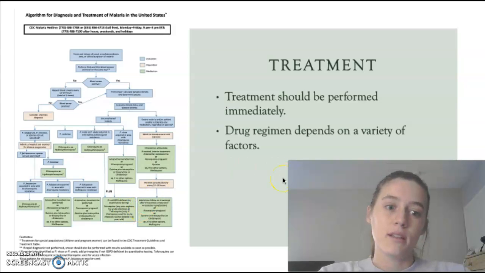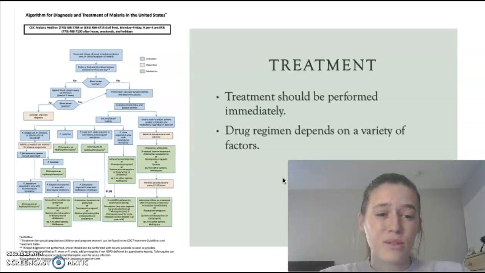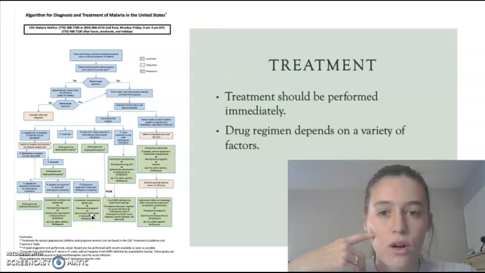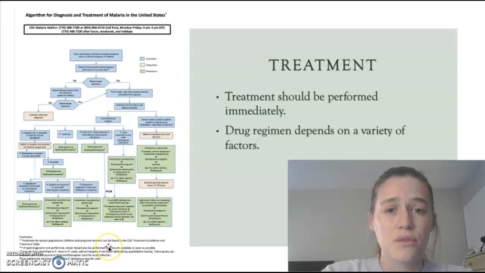Treatment. So there's a lot on the treatment of malaria. It should be performed immediately. And the drug regimen really just depends on a variety of factors and the specifics of each case, including the clinical status of a patient, the species of malaria that's causing the infection, where a patient obtained the infection, if the patient is pregnant, if they have any drug allergies, and so on. So this picture on the slide to the left is actually an example of a flowchart or algorithm for the diagnosis and treatment of malaria in the US that doctors can use to assess treatment strategies and make an informed decision on what they want to do for their patient.